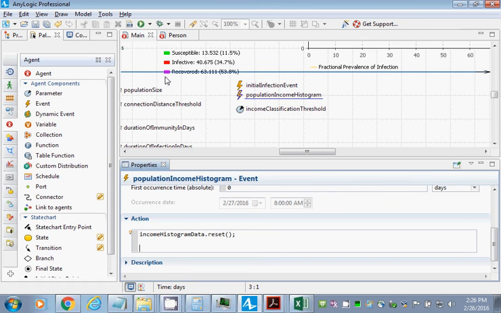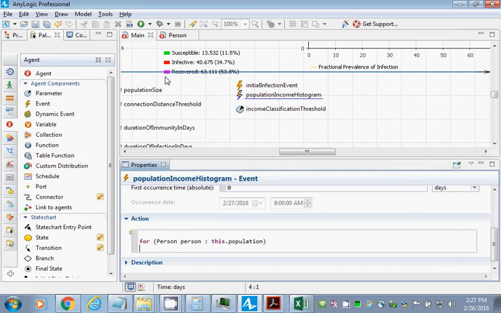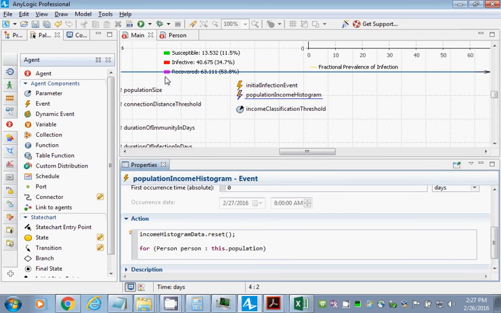Good. Okay, so we're going to engage in a loop, not a pool. Here we go. For person, we're going to call each person in turn person, lowercase person, in this dot population, for each person in the population. You ready? What are we going to do with that person's data? Into what will we place it? Their income goes into the histogram. So we're going to tell the histogram, add their data.